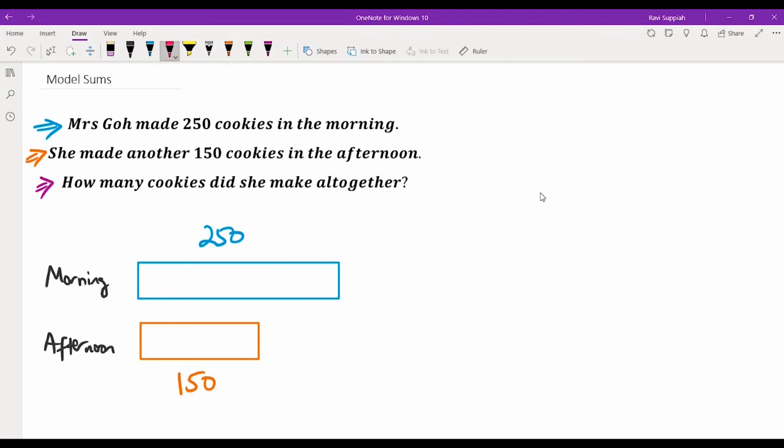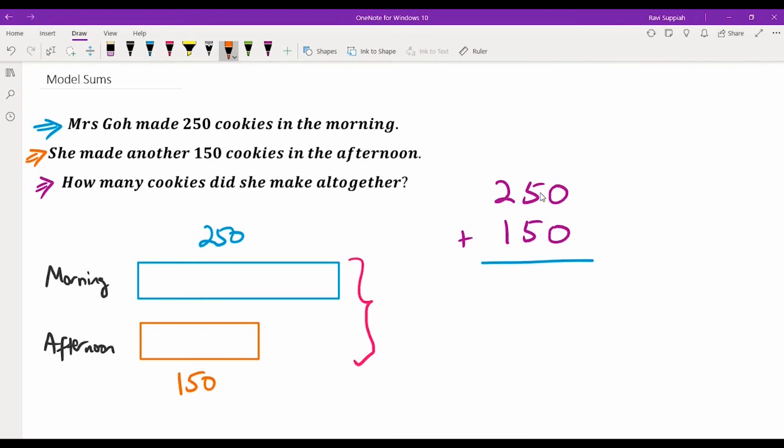Now in the third line we are asked how many cookies did she make all together. That means we are supposed to sum up both these numbers. Alright, that means we are supposed to do an addition operation. So let's do the addition operation here. 250 add with 150. Let's do it step by step over here.